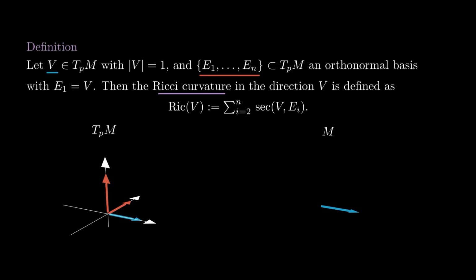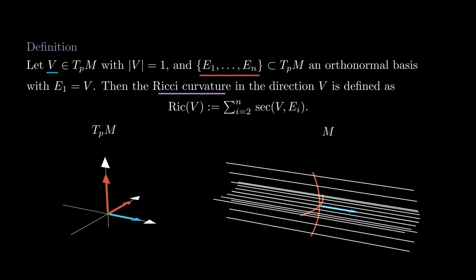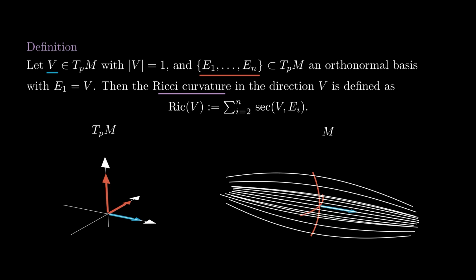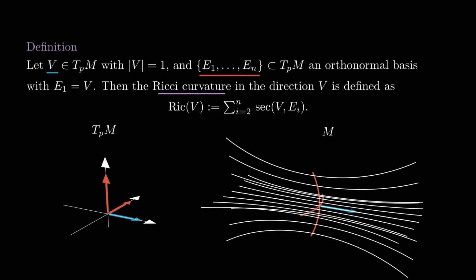Since we know the meaning of sectional curvature in terms of geodesics, we can also understand the Ricci curvature in terms of how geodesics spread. We take all of the geodesics that start with a direction parallel to v and compute how much they spread out on average. If they get close to gamma v, we have positive Ricci curvature, and if they get further from gamma v, we have negative Ricci curvature.